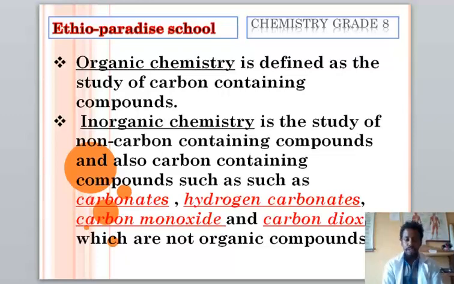Inorganic chemistry is the study of non-carbon-containing compounds and also some carbon-containing compounds such as carbonates, hydrogen carbonates, carbon monoxide and carbon dioxide. Inorganic chemistry studies compounds which do not contain the carbon atom as a constituent. But there are some exceptions, compounds which contain carbon but are still studied by inorganic chemistry. Carbonates, hydrogen carbonates, carbon monoxide and carbon dioxide are studied under inorganic chemistry because the characteristics of these compounds relate more to inorganic compounds. That's why they are included in inorganic chemistry.